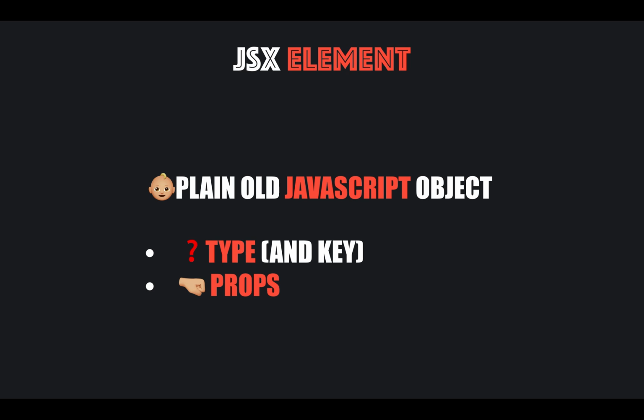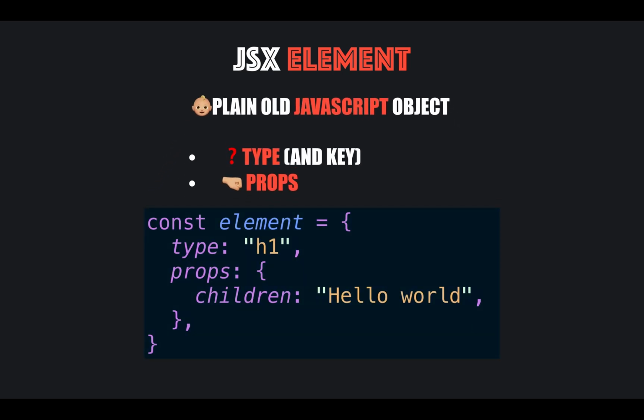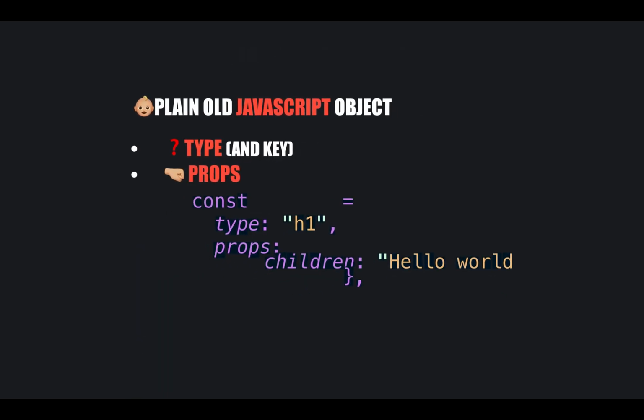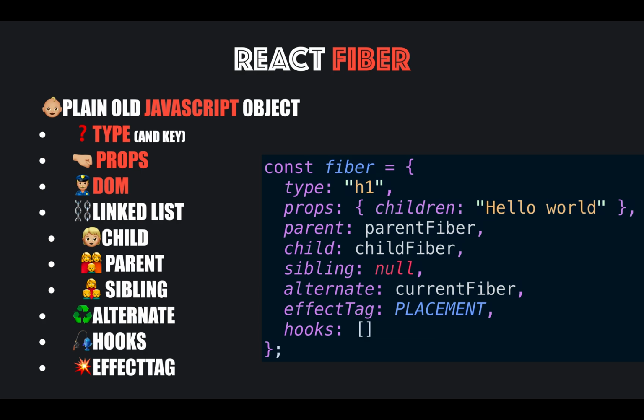Okay, let's talk about JSX elements because that's what we're familiar with. JSX elements are plain old JavaScript objects. They specify type and props, and that's it. This is an example of type and props, and that is analogous to React Fiber, which has type and props, and then a whole bunch of other stuff, including the DOM element, the linked list, and the links to a bunch of other fibers. So the child fiber, the sibling fiber, the parent fiber, and the alternate, which we'll talk about in a second, as well as hooks and any effects that are being placed on it.